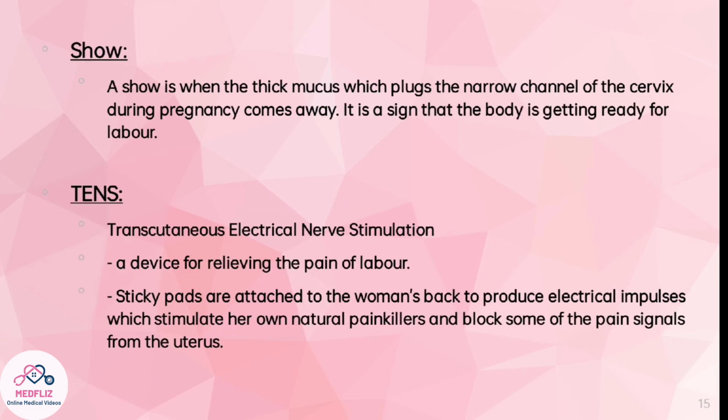Show is when the thick mucus which plugs the narrow channel of the cervix during pregnancy comes away. It is a sign that the body is getting ready for the labor. Transcutaneous electrical nerve stimulation, a device for relieving the pain of the labor. Sticky pads are attached to the woman's back to produce electrical impulses which stimulate her own natural painkillers and block some of the pain signals from the uterus.